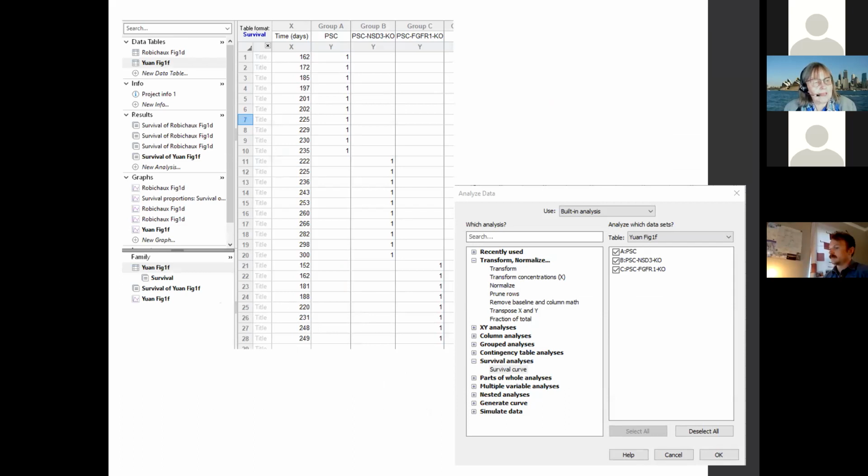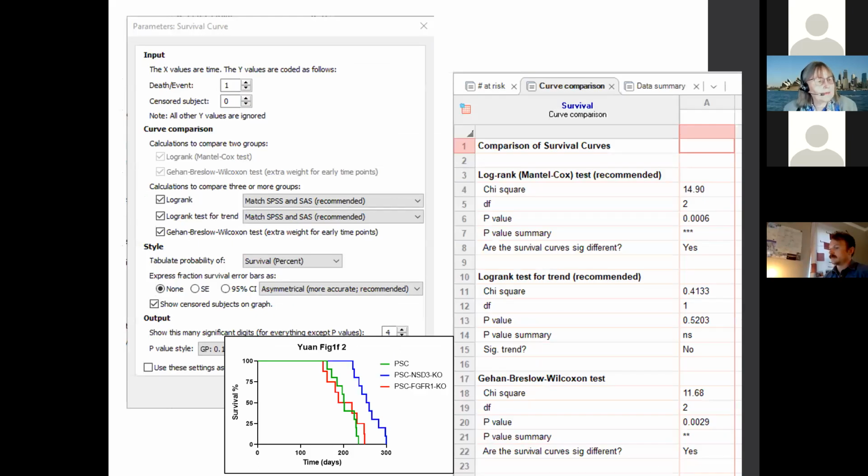I went to analyze, chose survival curve, and it chooses the 3 groups. So yes, we'll plot them all on that. And it gives you the censored is 0 and the event is 1. It gives you a different selection of tests. It still gives you the log rank and the Wilcoxon because you're comparing 3 or more groups, but it also gives you a test for trend.